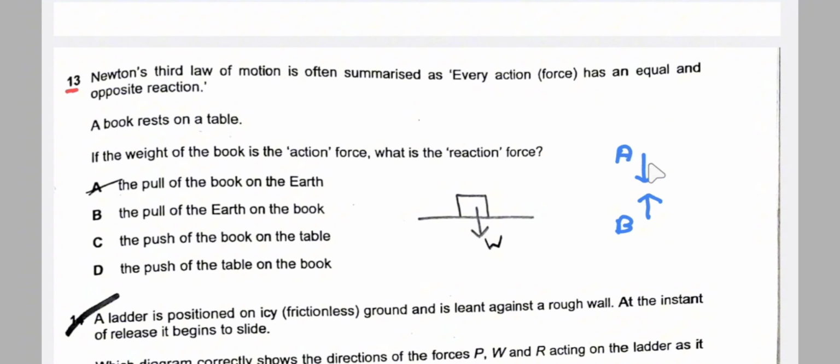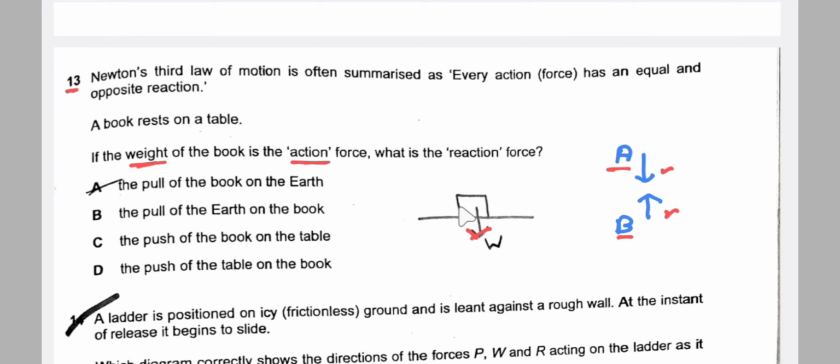If object A exerts a force on object B, then object B will exert an equal and opposite force on body A. That means the forces are of equal magnitude, acting in opposite directions and acting on opposite bodies. So if the weight of the book is the action force, what is weight? Weight is the pull of the earth on the book.